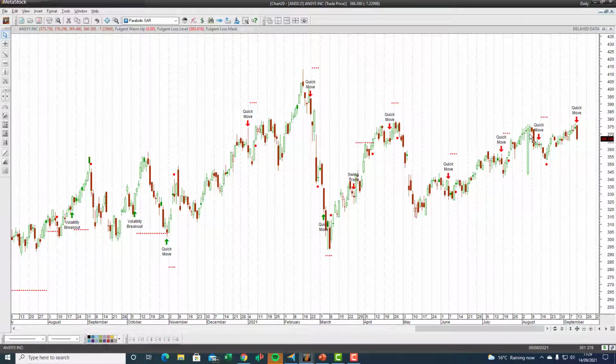Okay, so that's interesting. ANSYS, ANSS. Very choppy, but lots of quick moves to the downside. You can see the AI, look at this one, captured most of that move to the downside in March. So fantastic return there. Another quick move in April, May. Another downside move there, and a quick move to the upside. So you can see you have to really move very, very quick with these quick move trades. The signal comes in on the next day, and you're out on the third and fourth day of the trade.